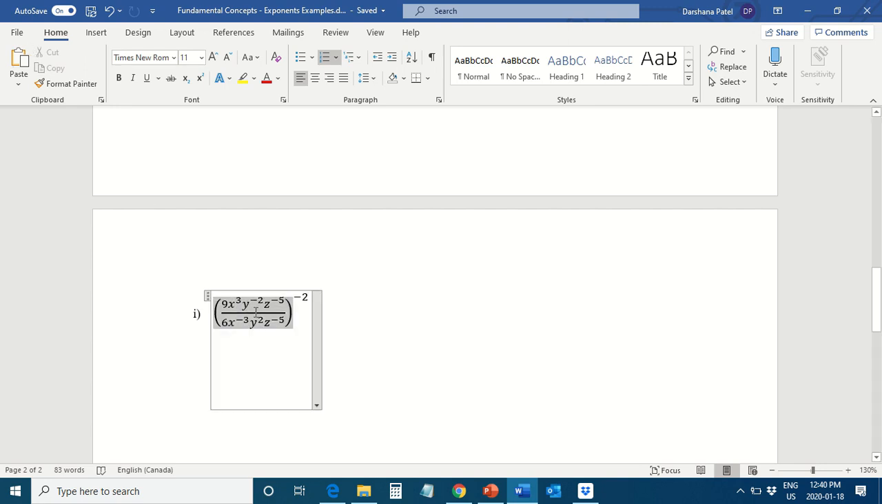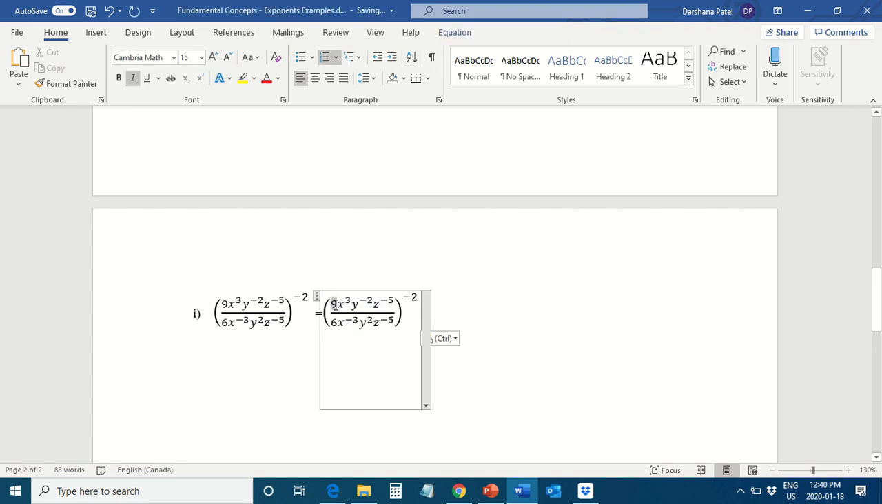I'm going to take care of whatever is inside the bracket, see how we can simplify that. So 9 and 6 both will reduce by 3, and we will end up getting 3 here, and the 6 will become 2.